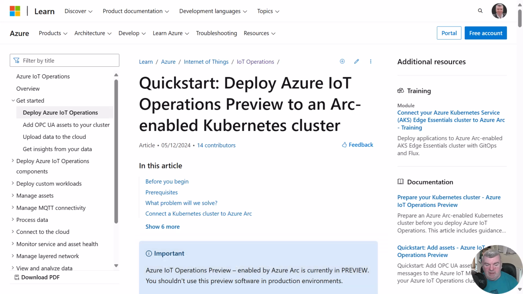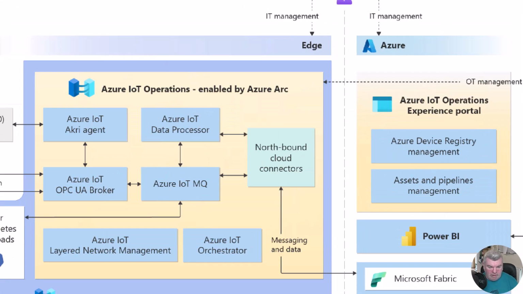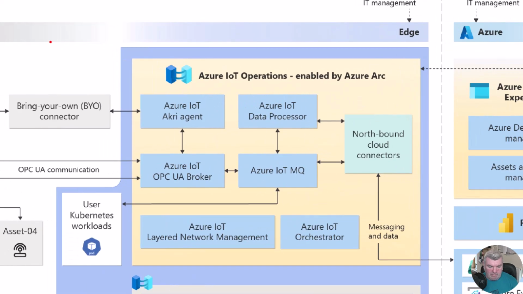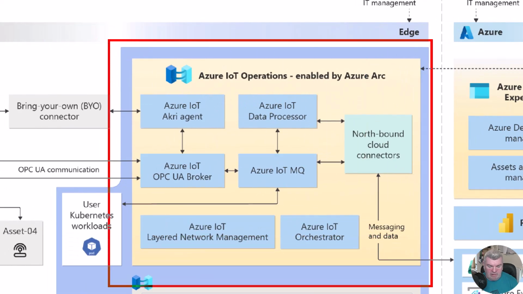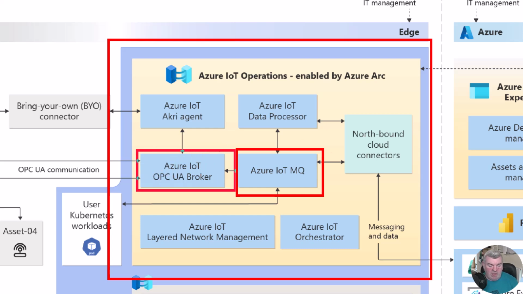So just before we carry on, if we have a quick look at the architecture that we looked at before. In the middle here, we had the Azure IoT Operations Edge section of services. And within here, we've got a couple of important services for this particular video: the Azure IoT MQ service, which is an MQTT broker at the edge, and we also have the Azure IoT OPC UA broker. So we'll be making good use of both of these with our simulator and adding an OPC UA asset.